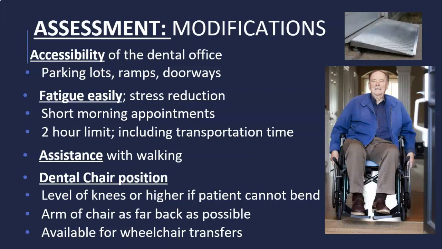Assistance with walking, dental chair position, level of knees or higher. If the patient cannot bend, they have back problems and neck problems, they're going to ask for support in the neck, support behind the knees, things like that, maybe not laying back as far. The arm of the chair should be in a place that they can get into the chair, and then give them some support, somewhere to put their arms. And then, of course, we have to think about the potential for wheelchair transfer. We never want to transfer anybody on our own. Even if it's a one-person transfer, somebody else should always be in the room to support you in case you fall or you drop the patient. But I would never recommend that you transfer someone on your own. That's just my personal recommendation.